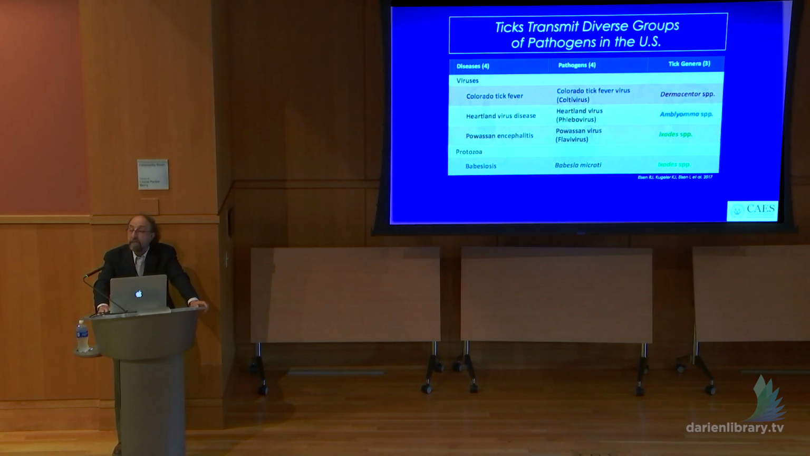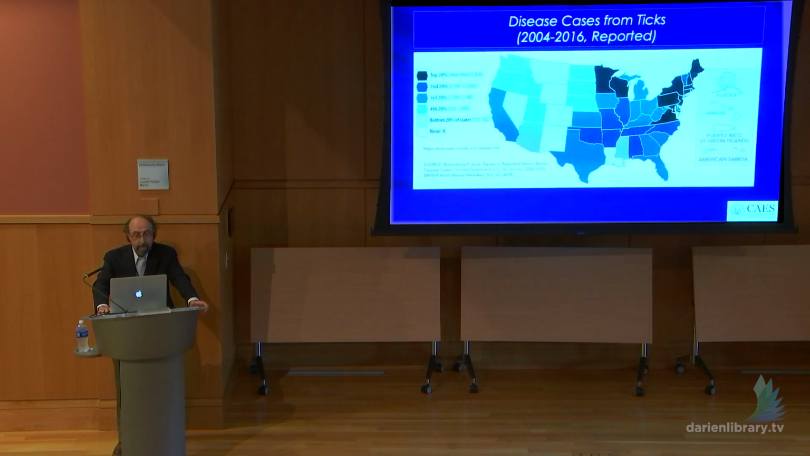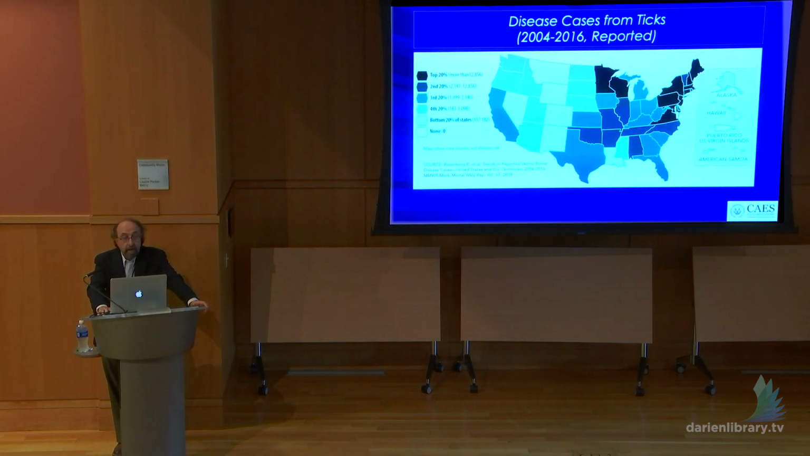And the prime example of the protozoan or parasitic disease is babesiosis. Many of you are familiar, and this is similar to malaria. The majority of tick-borne diseases are unfortunately in the Northeast and a few upper Midwestern states.